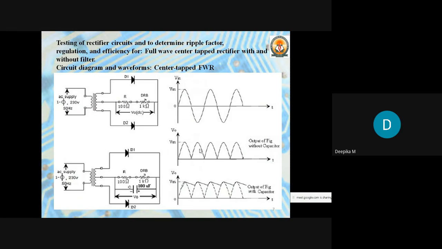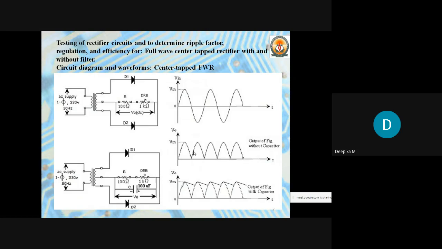In the negative half cycle, what happened? Diode D2 is conducting, so current will be flowing from D2, and again it follows the same path. Therefore, you are going to get the negative half cycle in the positive part. Like this, the output is obtained.